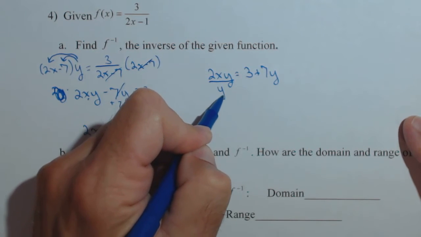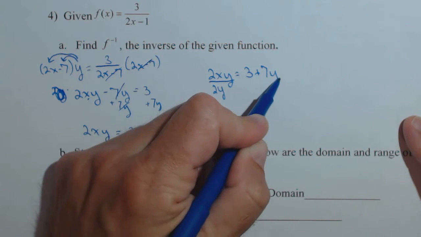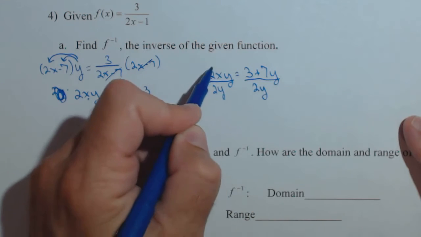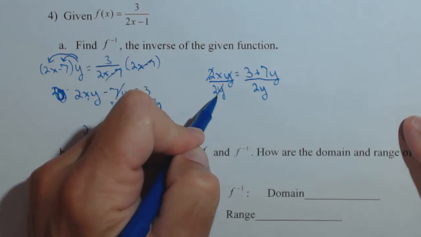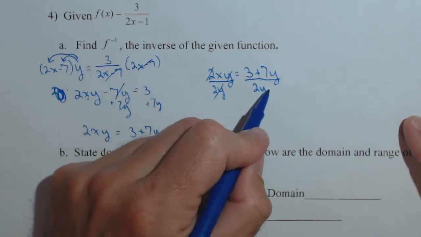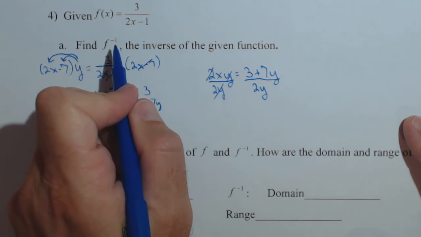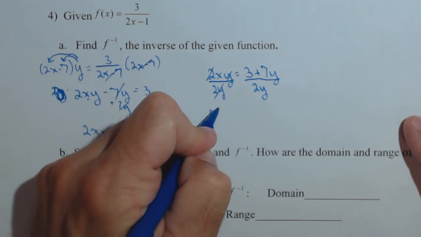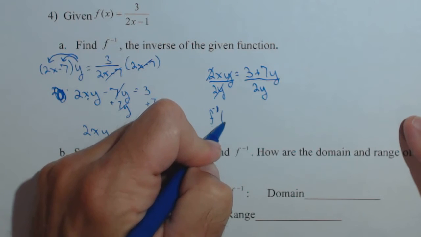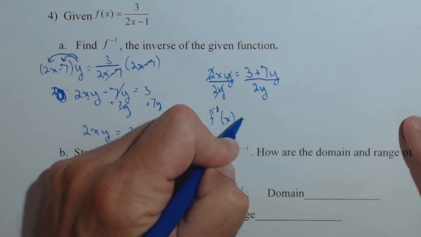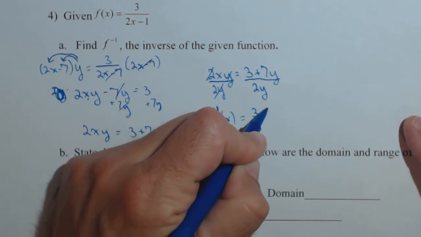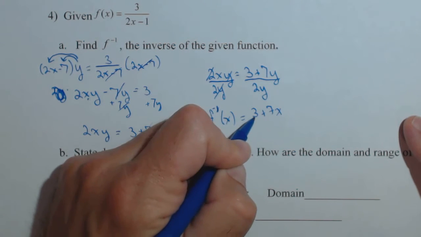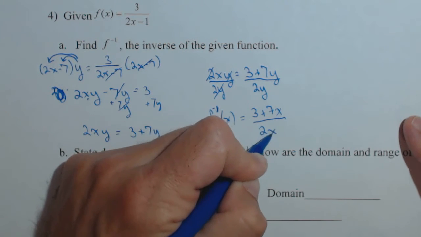Finally, divide both sides by 2y. Gets rid of the 2 and the y over here. And there's our inverse. But we want to find f inverse of x, so because we want our notation to match, whatever variable we have here, we have to use in our function. So 3 plus 7x over 2x.